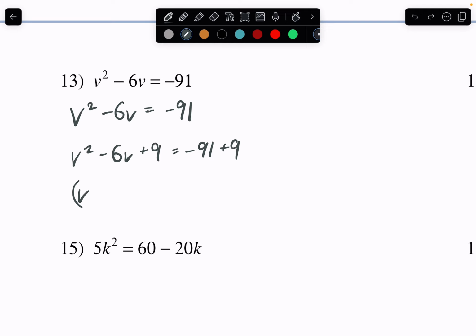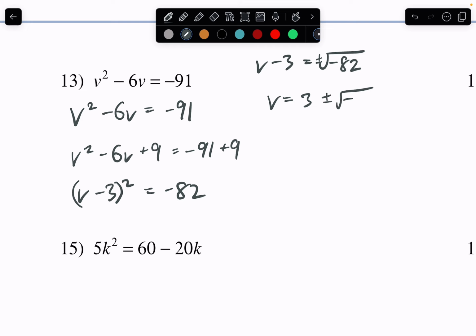So in this case, I can see that if you factor, then yeah, it's just a match. You just have to solve it mentally. 81, negative 82. v minus 3 is equal to square root of negative 82. Plus minus, don't forget. v is equal to 3 plus minus i square root of 82.